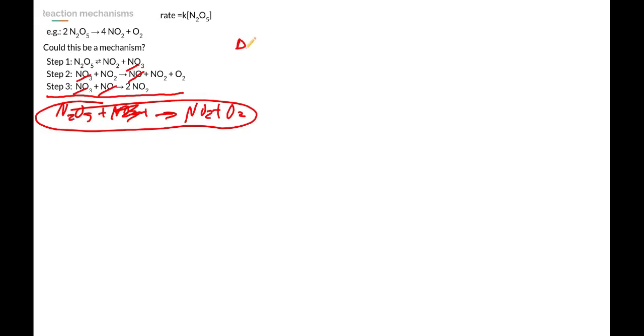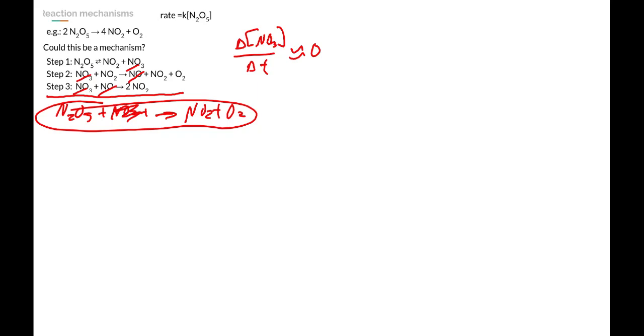The steady state approximation says once this reaction gets going, the change in concentration of NO3 with respect to time is going to approximately be 0. In other words, its concentration is not really changing because it's being produced at the same rate it's being used up. So we're going to write an equation based on that idea.